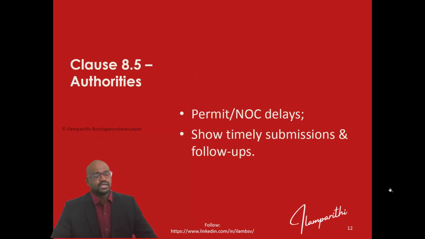Class 8.5, delay due to authorities. Any delays from permits or NOCs from third-party authorities, not directly from the employer. Show them that we have submitted properly, and historically we have received the NOCs and permits on so-and-so date, but this time it took too long, so we were not able to get the permits to start our works or the construction. For this, the employer will always try to prove that even though the permit was given, the contractor didn't have the proper manpower and machinery to start the work immediately.